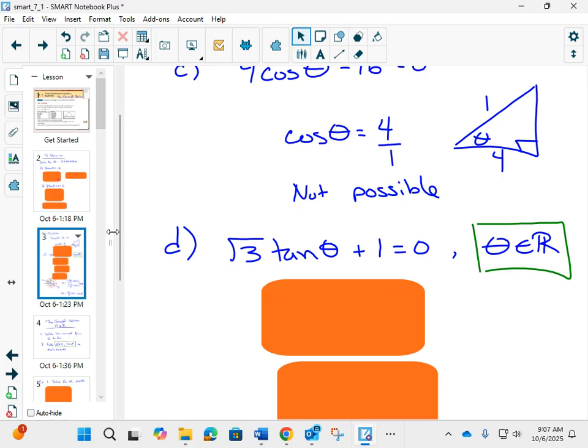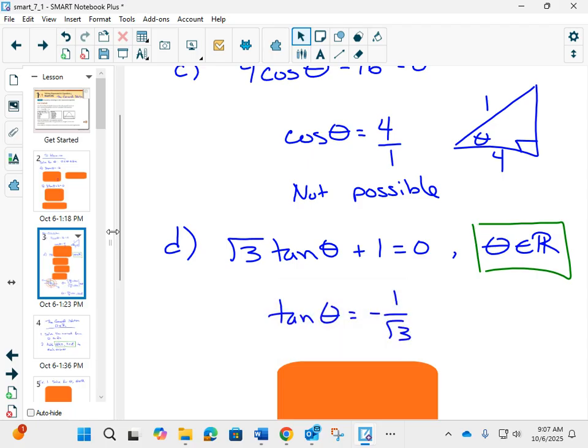And so what it does is it combines solving between 0 and 2 pi. So if I would get tan by itself, I get negative 1 over root 3. I hope that you quickly recognize that this is the same as negative root 3 over 3. And that is on your unit circle.